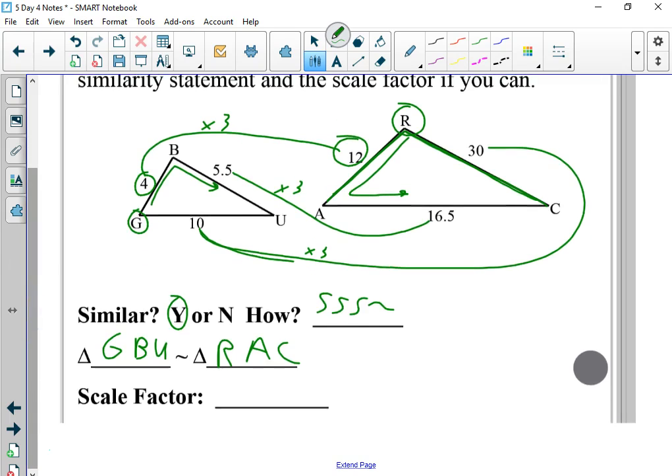And what's the scale factor? 1 to 3 or 3 to 1.